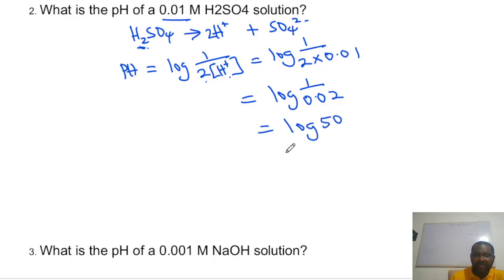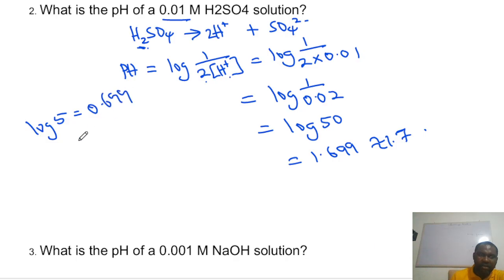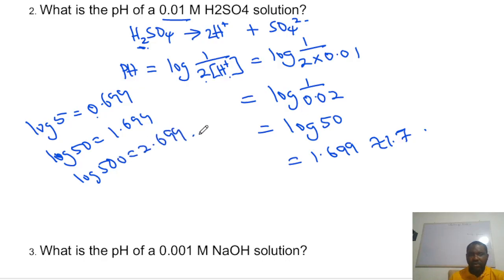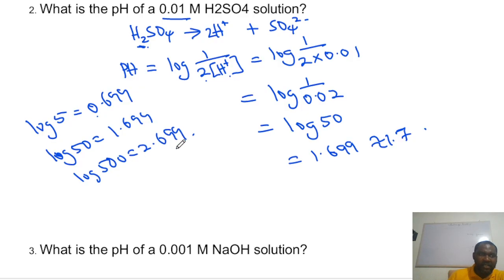Now logarithm of 50 is 1.699, which is approximately 1.7. Now, log 5 is 0.699. So the more zeros I add, the more this increases. So log 50 would be 1.699. Log 500 would be 2.699, and so on. Okay, so that is that.